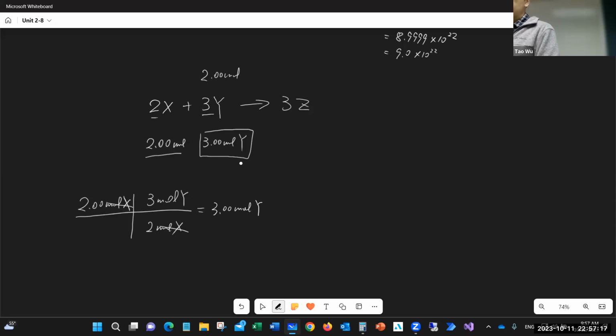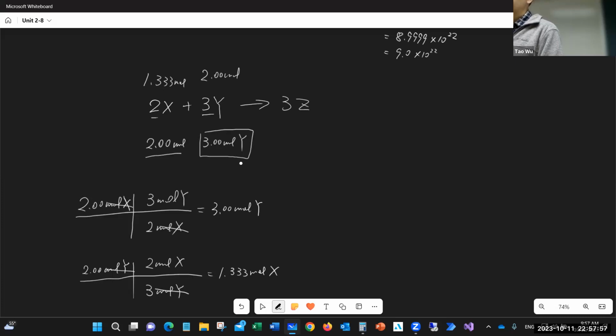Then let's look at, if we use up 2.0 moles of Y, how many moles of X we can consume. 3 moles of Y will react with 2 moles of X. So moles of Y cancel. Now you will get 4 divided by 3, that's going to be 1.333 moles of X. So in other words, if we want to consume all moles of Y, which is 2.0 moles of Y, I only need to consume 1.33 moles of X.